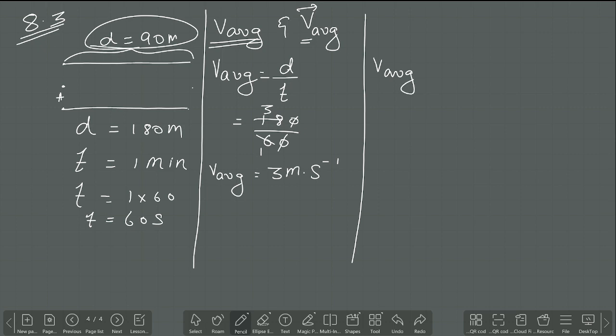Now we need to calculate the average velocity. The symbol is going to be the same, but the only difference is that here we won't use any arrow mark, whereas there we will be using the arrow marks. What is the formula over here? Total displacement by total time. Where is she starting? A. Where is she ending? A. That means whenever initial and final positions are the same, the value of displacement is going to be 0.